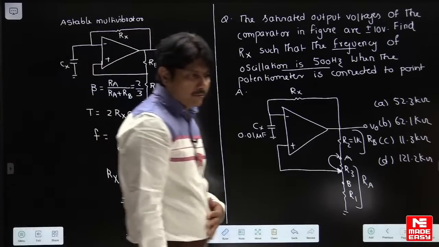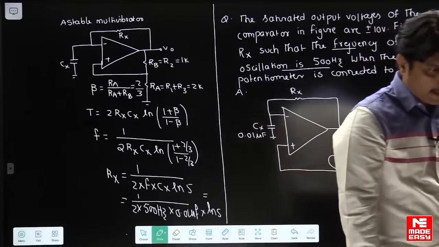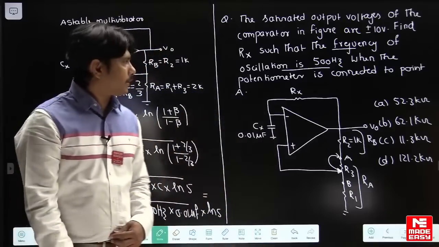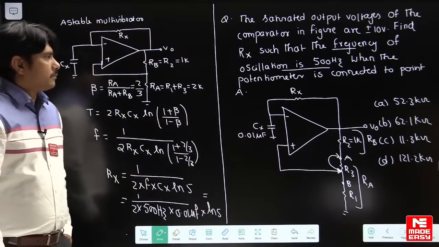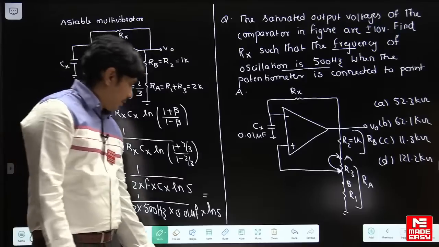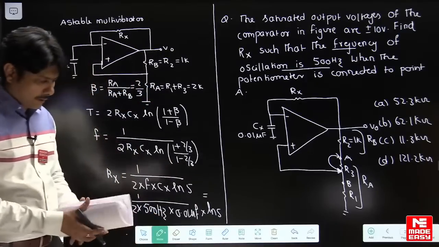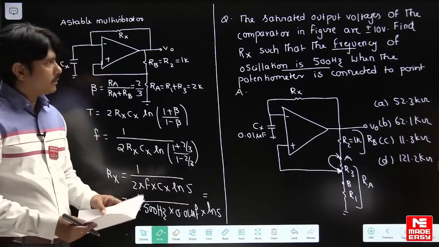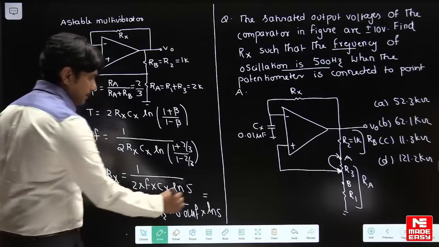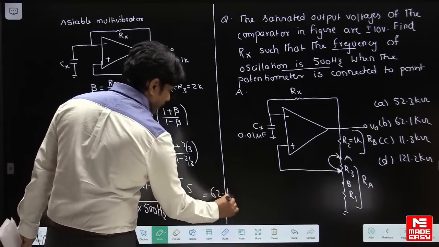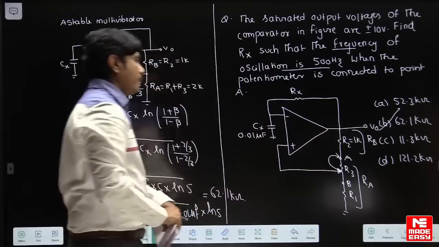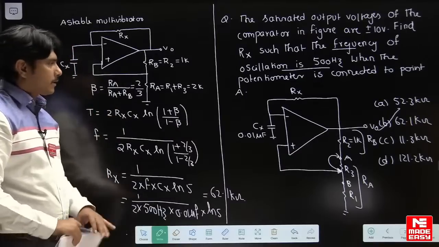So I am expecting most of the students got the Rx value. All the people are giving B as an answer. Most of the students are giving B. Let me see the answer. 62.1 kilo ohms, perfect. Perfect answer. Okay, this answer is perfect.